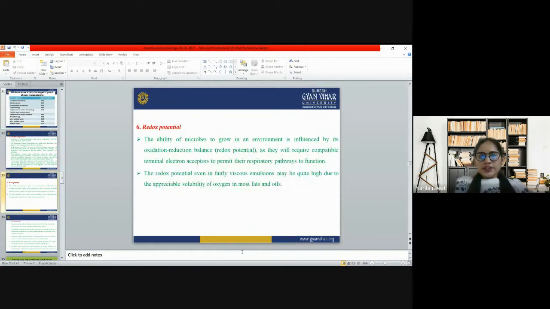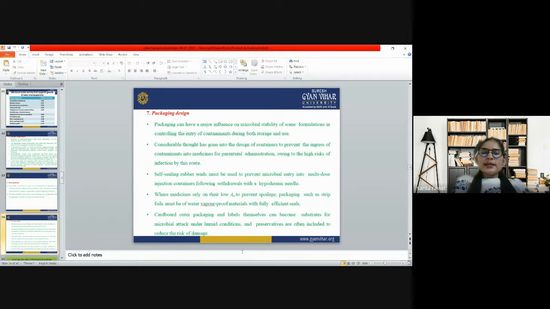Now, redox potential. The ability of microbes to grow in an environment is influenced by its oxidation-reduction balance, called redox potential, as they require a compatible terminal electron acceptor to permit their respiratory pathways to function. The redox potential, even in fairly viscous emulsions, may be quite high due to the appreciable solubility of oxygen in most fats and oils.